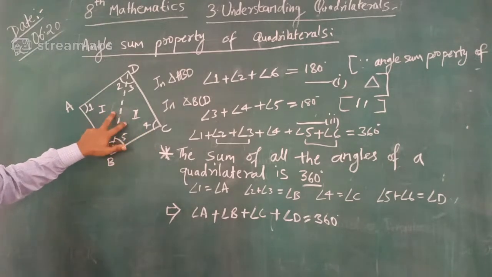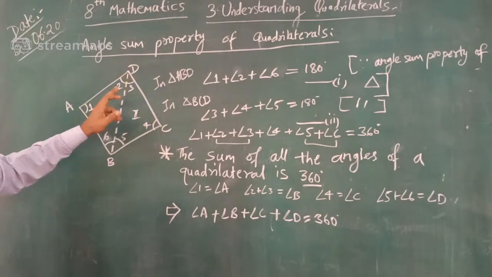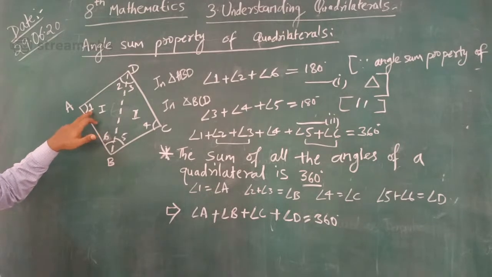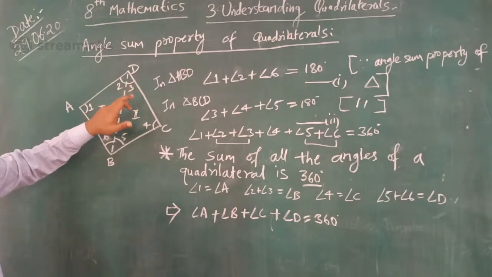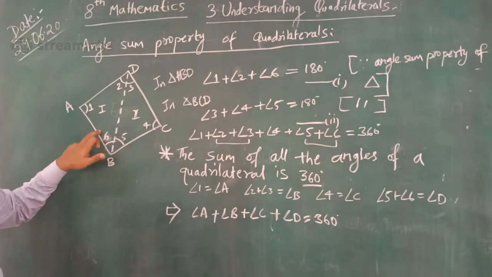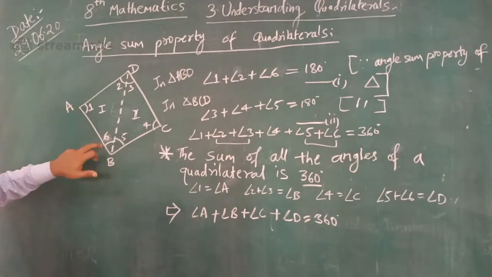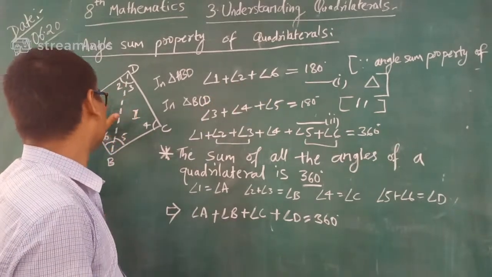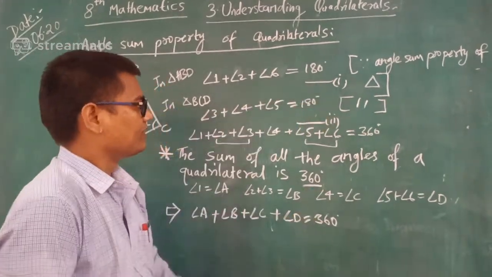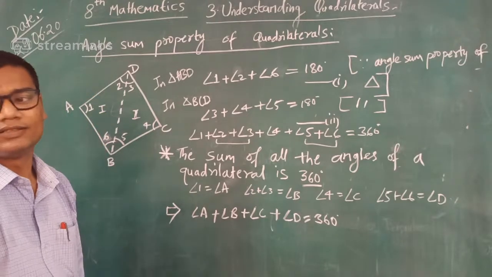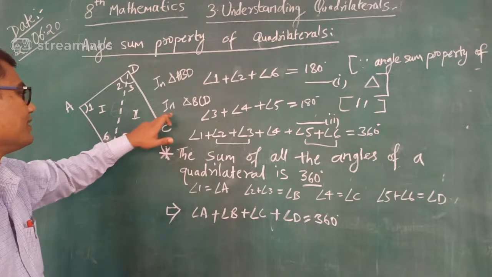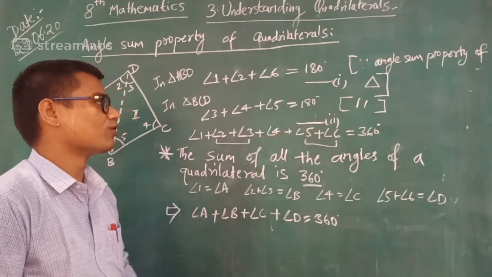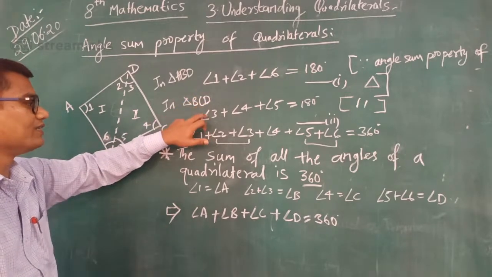Okay, so first we took a quadrilateral ABCD and we divided it into two triangles by drawing a diagonal and marked the angles as angle 1, angle 2, angle 3, angle 4, angle 5 and angle 6. Now in triangle ABD, angle 1 plus angle 2 plus angle 6 is 180 degrees, because we have already learned the angle sum property of triangles. Similarly, in triangle BCD, angle 3 plus angle 4 plus angle 5 is 180 degrees because of the angle sum property of triangles.